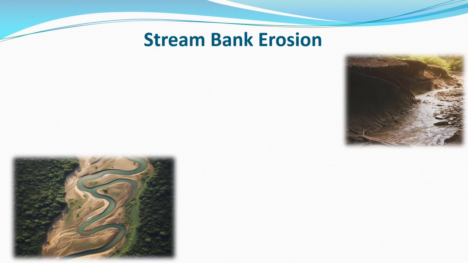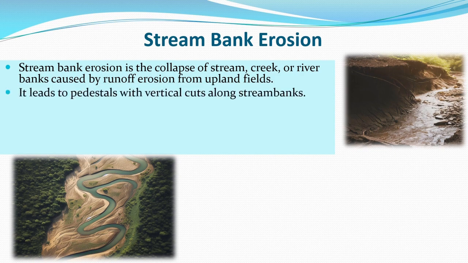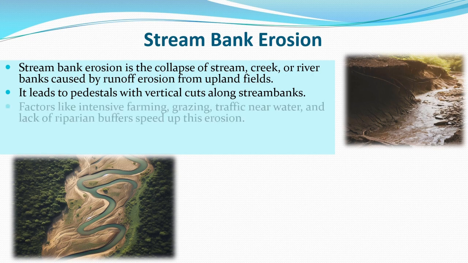Stream bank erosion. It is the collapse of stream, creek, or river banks caused by runoff erosion from upland fields. There is a strong impact of flowing water where the stream takes a turn. In those areas, the banks are more susceptible to erosion. It leads to pedestals with vertical cuts along stream banks. Factors like intensive farming, grazing, traffic near water, and lack of riparian buffers accelerate stream bank erosion.